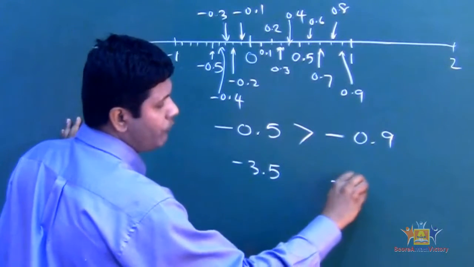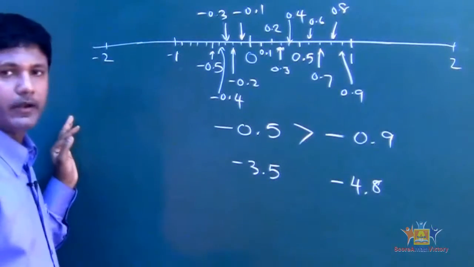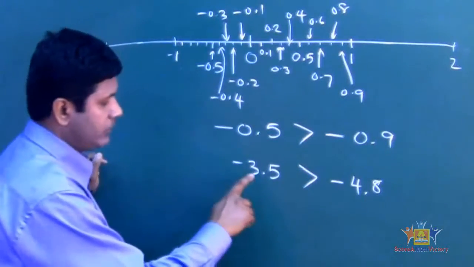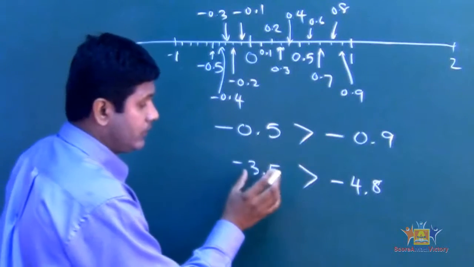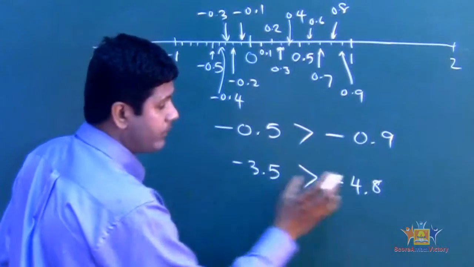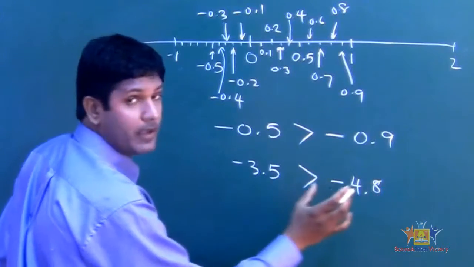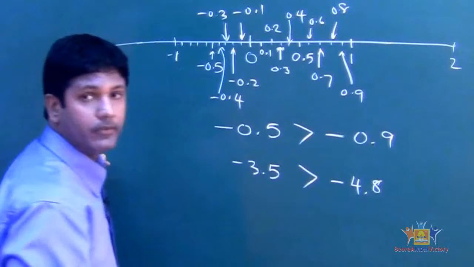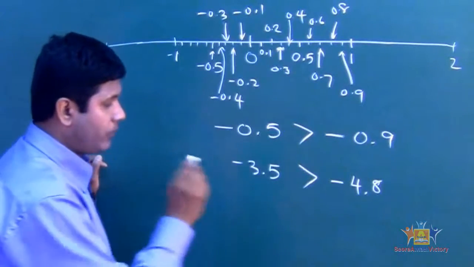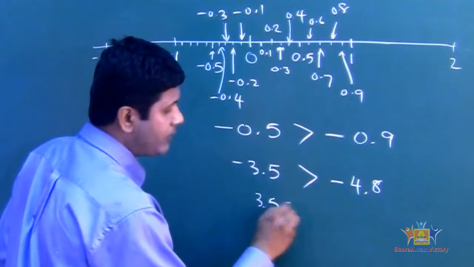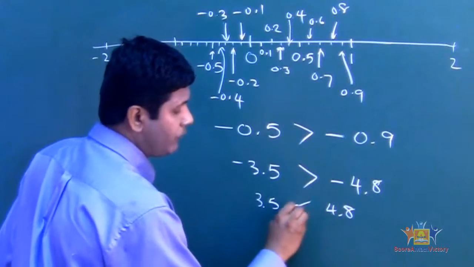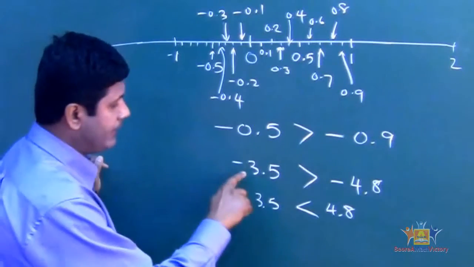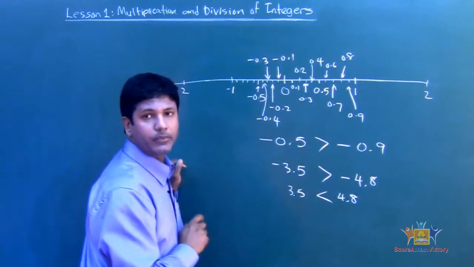I give you negative 4.8, which one is bigger? Negative 3.5, because as a number, this one is smaller but this one is bigger, but when you put the negative, that makes this whole thing a bigger value compared to that one. And of course, if there's no negative, 3.5 and 4.8, 4.8 is greater. 3.5 is smaller. When you put a negative, it's the other way around.